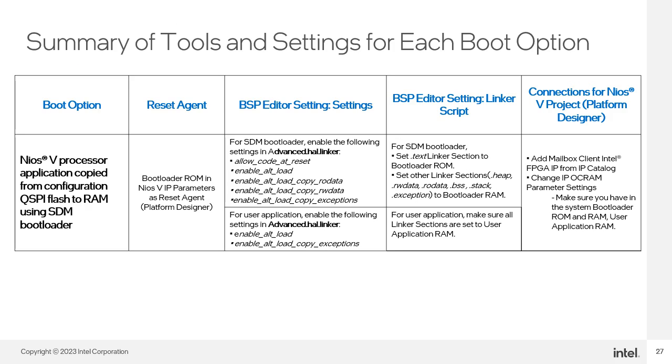For devices using SDM bootloader, the reset agent needs to be set up in the Nios V parameters as bootloader ROM. The adjustments needed for the BSP editor settings in the advanced section for HAL linker can be done to enable alt_load functions such as enable alt_load copy rw data, among others suggested in the table. The linker script sections need to be set as indicated in the table for bootloader ROM. The needed connections for this design require for memory and mailbox IP to be added to the system view.